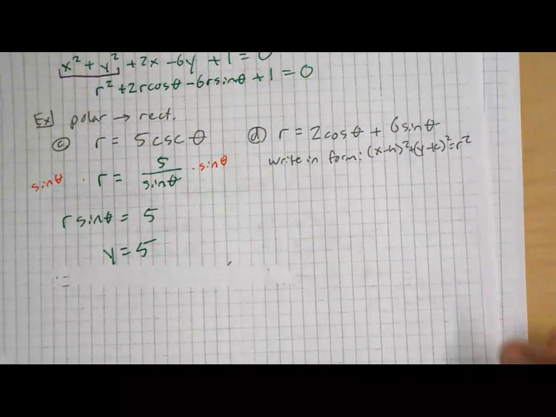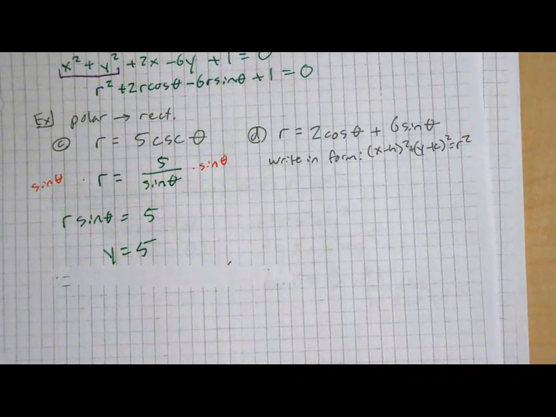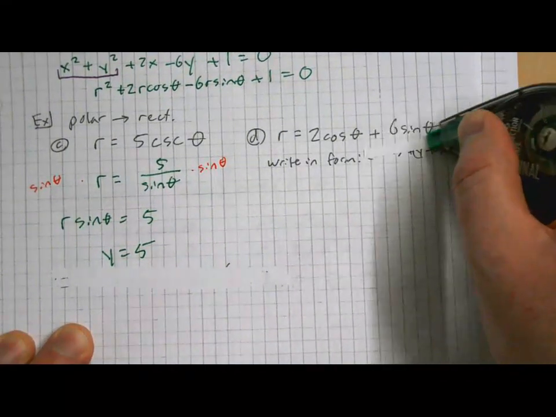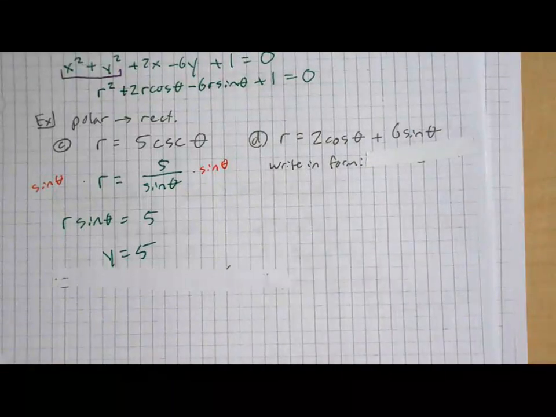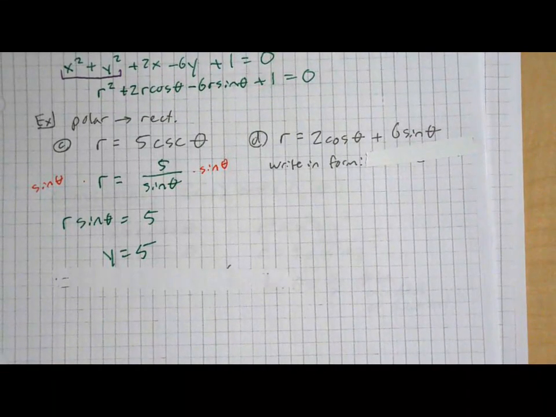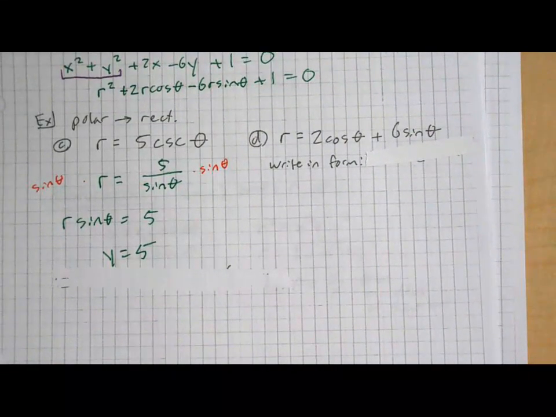This is my last one for you guys, and it's my favorite. And just ignore this right now. I don't want you writing that down because we're about to do it in a second anyways. r equals 2 cosine theta plus 6 sine theta.